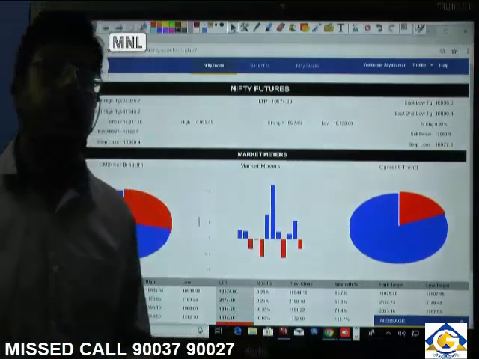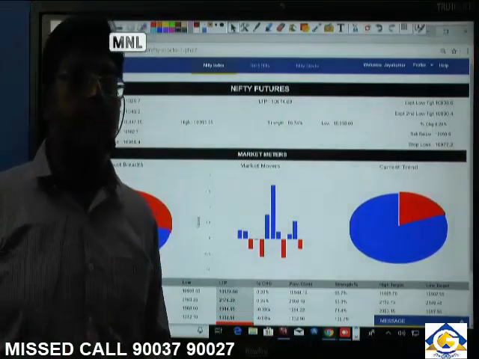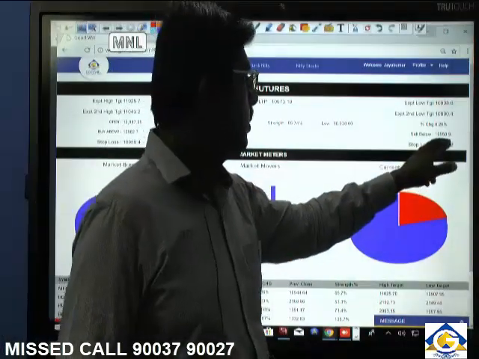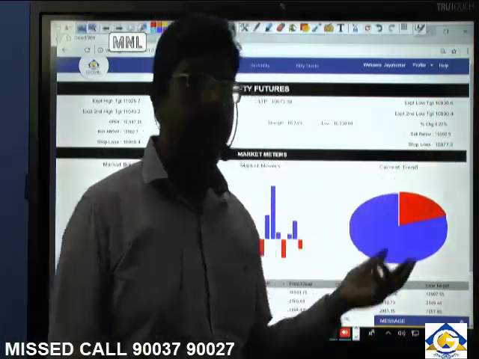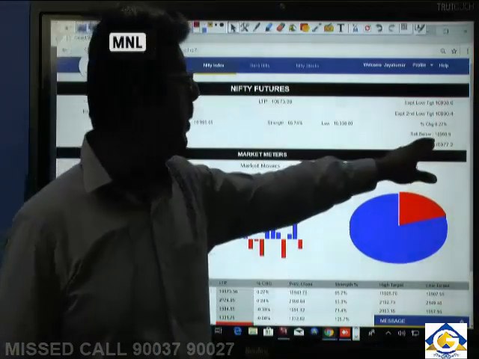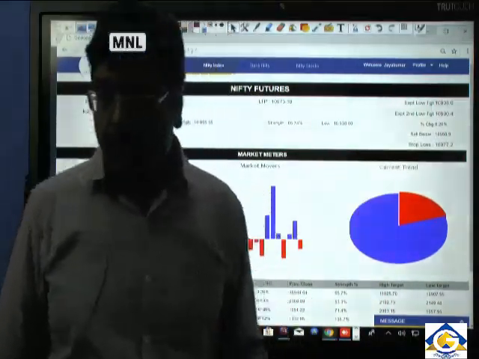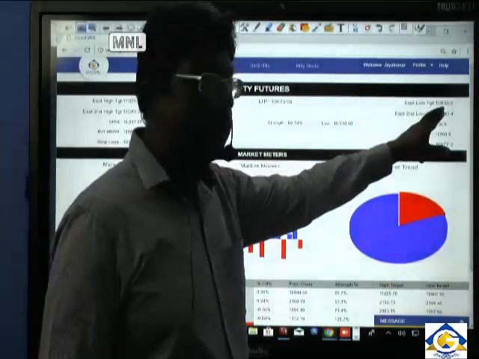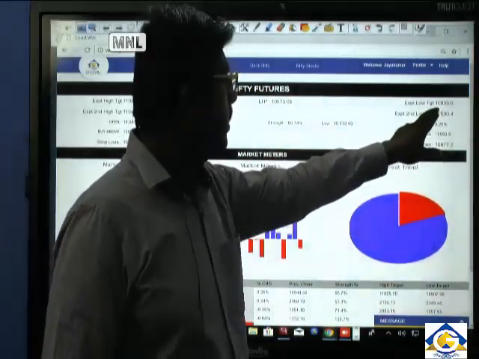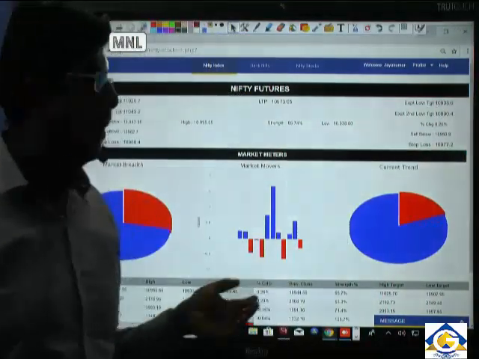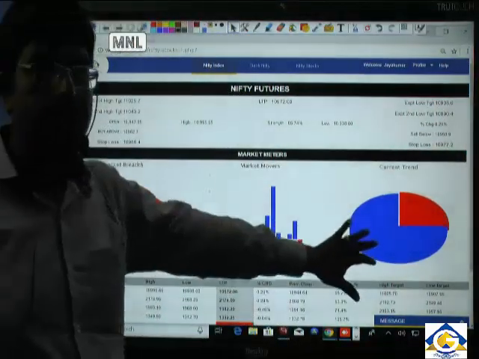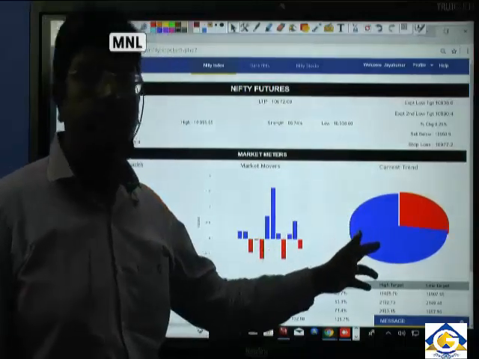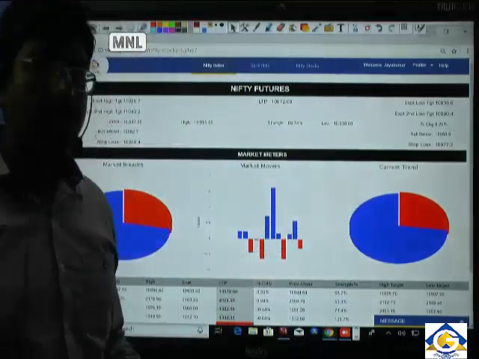Likewise, if the market is going down in the afternoon session, after 2 o'clock, you can see below which level it is a sell. That is, below 10,951 it is a sell, and the downside target is 10,908. You can see this for a sell call. Currently it is in buy mode, as market trend, market breadth, and current trend are all positive.